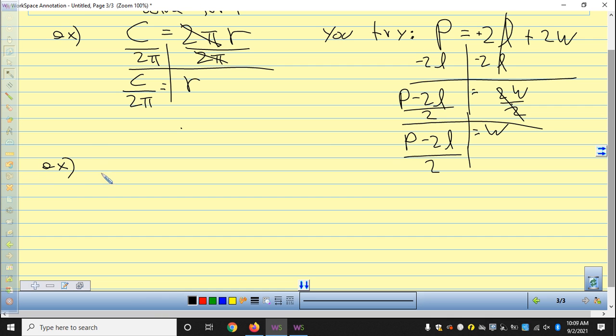All right, another one for you to try. And I'm going to tell you first, be careful because there are x's on both sides here, and we want to solve for x. So give that one a try. Take care of those parentheses first.